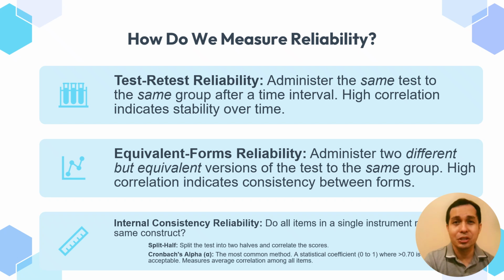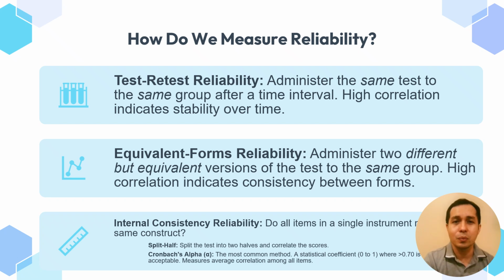So how do we measure reliability? There are three common methods. Test-retest reliability: you give the exact same test to the same group after a time interval. A high correlation between the scores indicates stability over time.